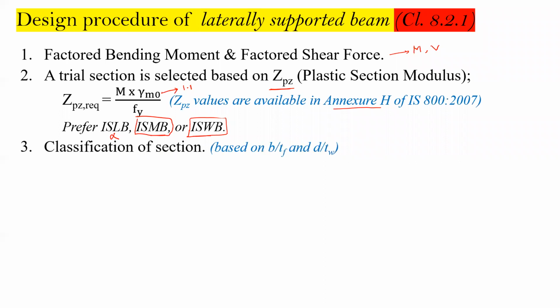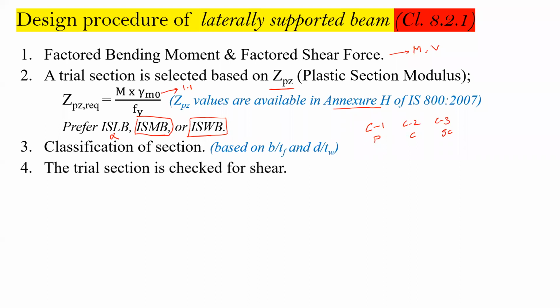And the third step is that the section has to be classified. You know the three different types of section classifications: class 1, class 2, and class 3, that is plastic, compact, and semi-compact sections. Based on B by TF and D by TW, we have seen this in the design of compression members. The same section classification has to be done. Plastic section is class 1, compact section is class 2, and semi-compact section is class 3. Based on this, you are going to classify the section.